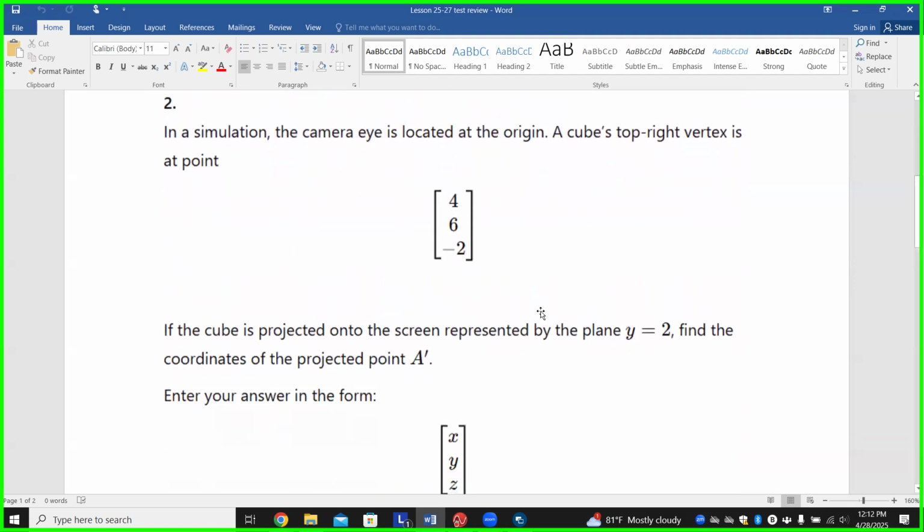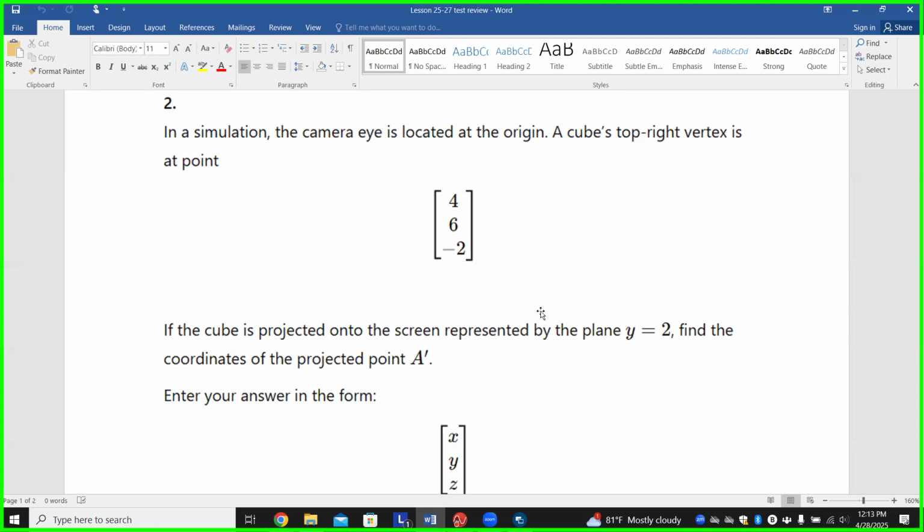Number two is a lot like what we saw from 25 to 26. In a simulation, the camera eye is located at the origin. That would be the center of its space. The cube's top vertex is this. I know on y'all's homework, I gave you all the vertices, so you would end up with 8 different answers. On the test, you only have to worry about doing this to one.